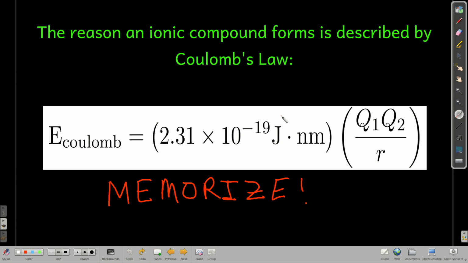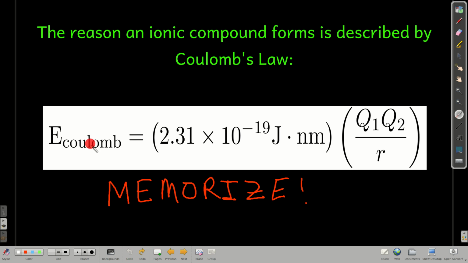Now, ionic compounds. Ionic compounds, we've seen, consist of a cation and an anion, something with a positive charge and something with a negative charge. Now, the reason why these ionic compounds form and how they can exist and why they're stable, and when we say stable, we mean low in energy, is described by something called Coulomb's law.